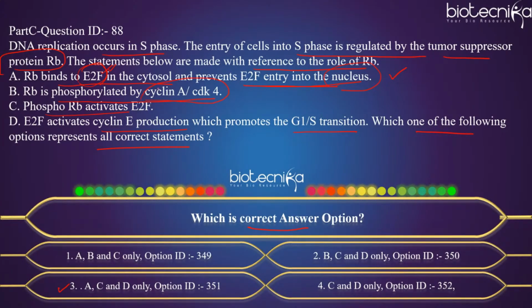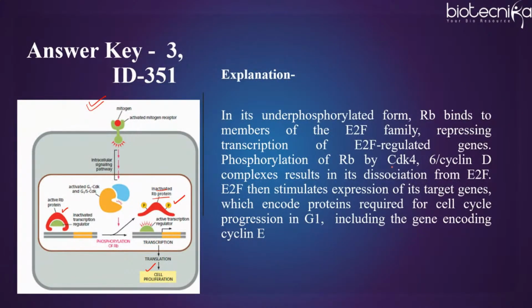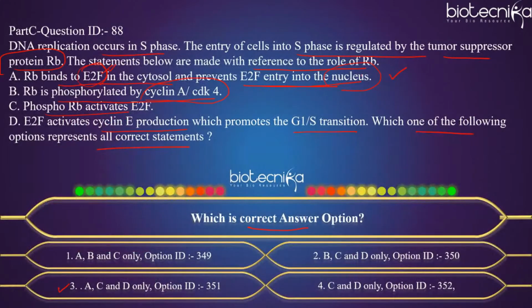So over here, if you see which proteins phosphorylate RB, RB is actually phosphorylated by CDK4 cyclin D complexes. So that is why the second option, B, is incorrect. Then, phospho RB activates E2F. That is what we saw: when RB becomes phosphorylated, E2F becomes active. So we can say phospho RB activates E2F.